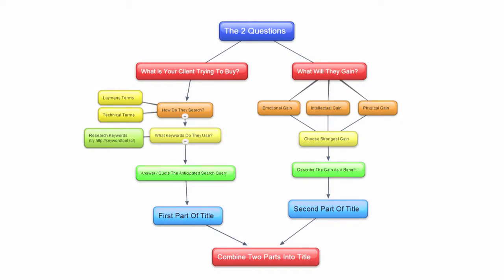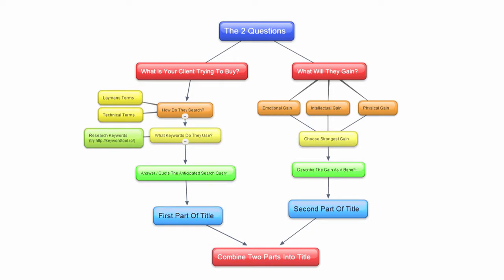So what we're going to do is we're going to ask two questions. You remember we had SEO and we had the other side of it, the sales copy or the call to action. We need to answer both of these sections. So let's look at the SEO. First of all, we have to think about what is it the client is trying to buy. In other words, when they type into Google, what will they look for? What are they trying to buy? Well, how will they search? What will they search for?